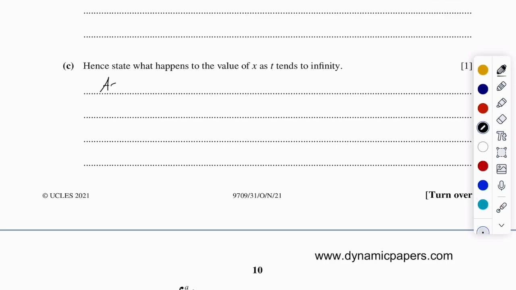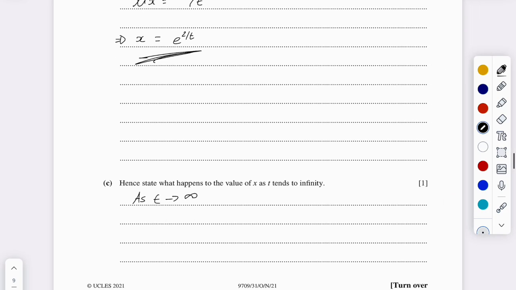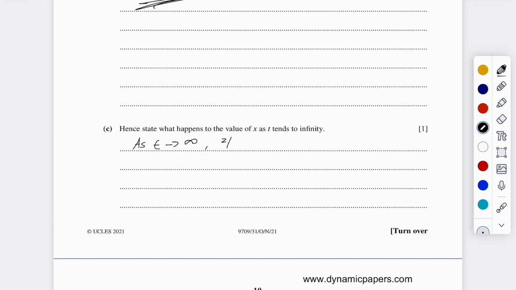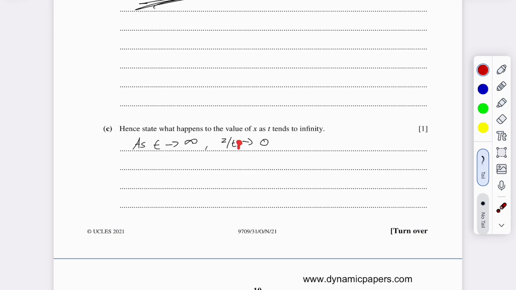So, as t tends towards infinity, what happens? Well, as t tends towards infinity, 2 over t is going to tend towards 0. Okay, why? Because t is increasing, t is the denominator, so the whole thing goes towards 0.